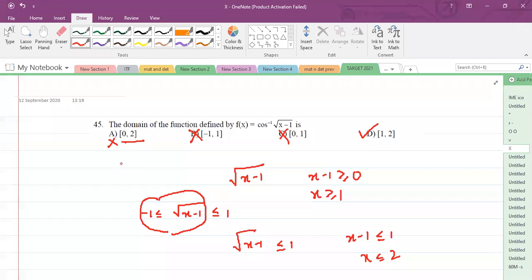Because here it is from 0, you have 0 also. Okay, so if you substitute all these options other than D, somewhere it will not be defined. Therefore, if it is not defined, then it cannot be the domain. If it is defined, then it will be the domain. So it is option D.